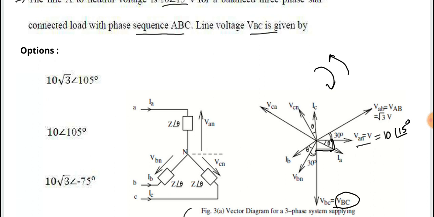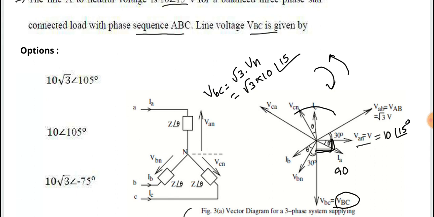Now what is VBC? VBC is equal to root 3 times that of VAN. That's nothing but root 3 into 10. What about the angle here? Here we have an angle 15. Observe how much angle here: we have 90 degrees and we are going in this direction. Either you can go in this direction or in the reverse direction. If you take the reverse direction, you have to take minus 90 here. That is root 3 into 10 at an angle minus 75 degrees. So that will be the answer here.